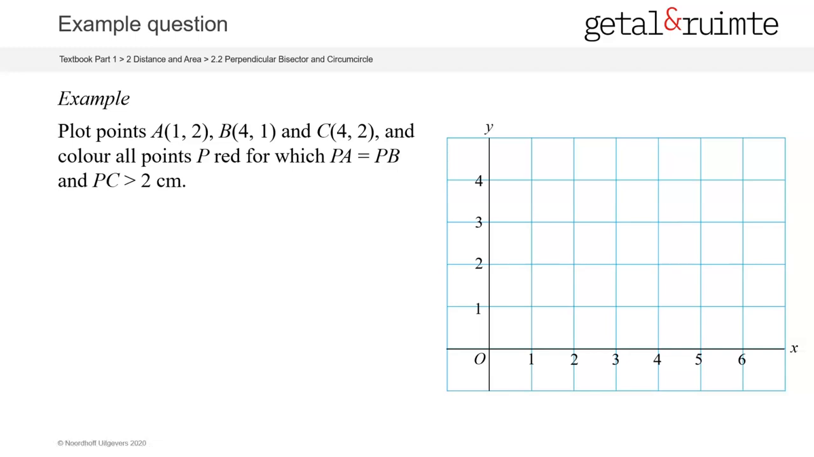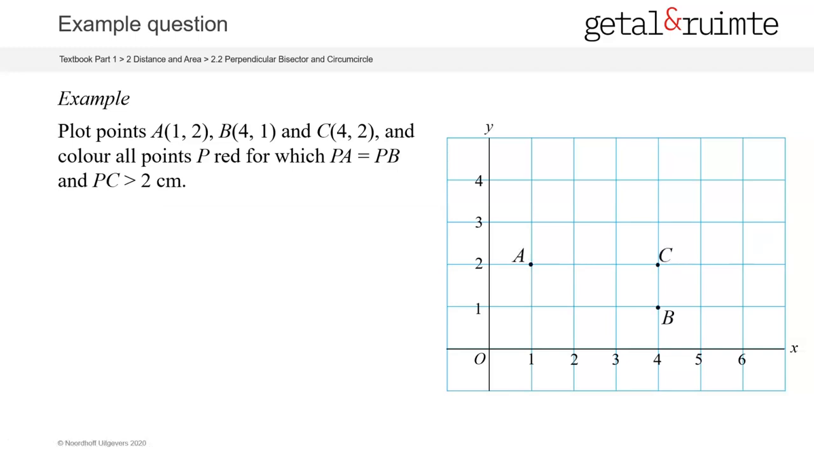Alright, let's do that in an exercise. Plot A (1,2), B (4,1), C (4,2), and color all the points P red for which PA equals PB and PC is greater than 2 centimeters. Well, if you see something like this, PA equals PB, or is greater than, smaller than, then you know you have to draw a perpendicular bisector. And if you see PC greater than 2, you know you have to draw a circle.